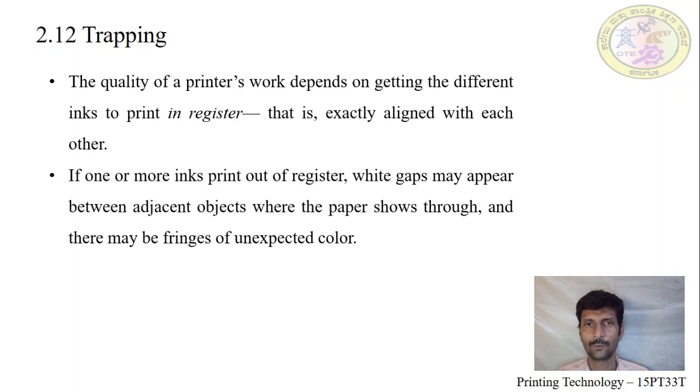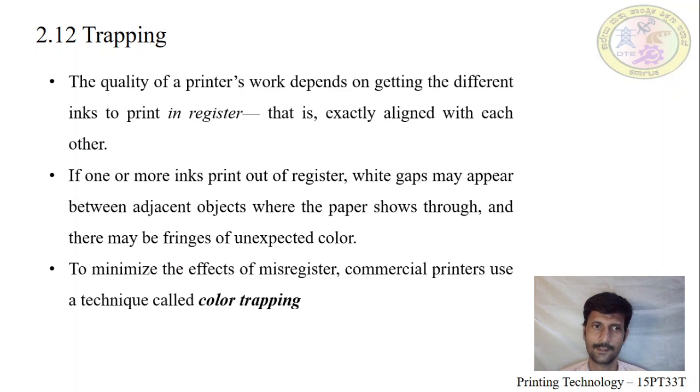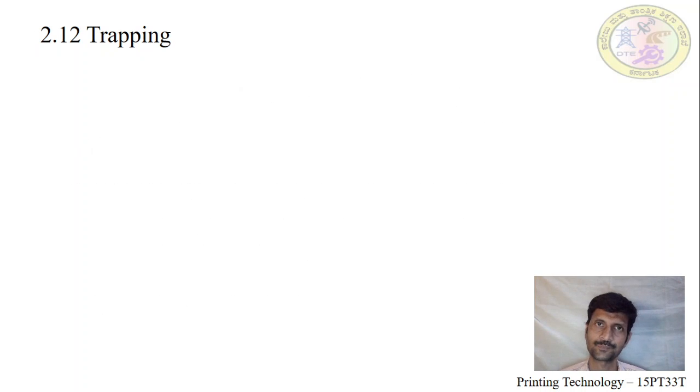When one or more inks print out of register, it will create white gaps that may appear on adjacent objects. It shows through as unexpected fringes and colors. Finally, to minimize this misregistration, a commercial printer uses color trapping.